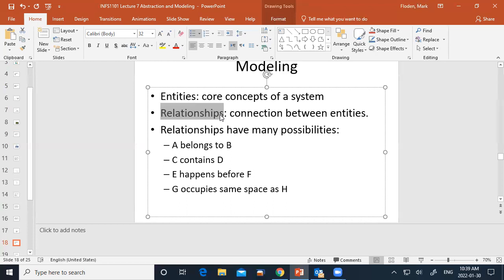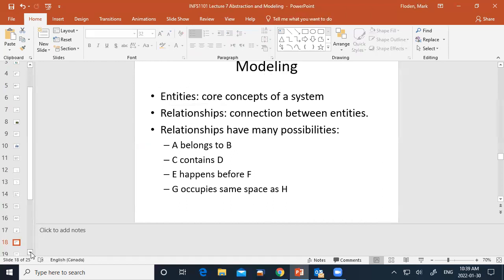They could be that one entity belongs to another one. So this is the hierarchy, parent-child thing. And this is similar: C contains D. That's particularly for repeating entity information. E happens before F. G occupies the same space as H. Those are some things that could be modeled. I have to say those aren't the more common ones, but okay. Let's go to the next one.